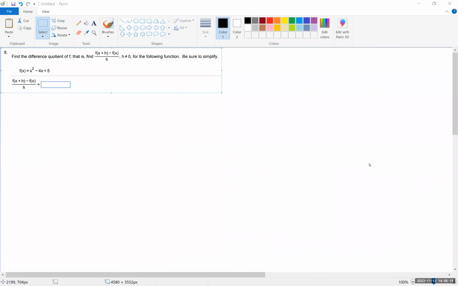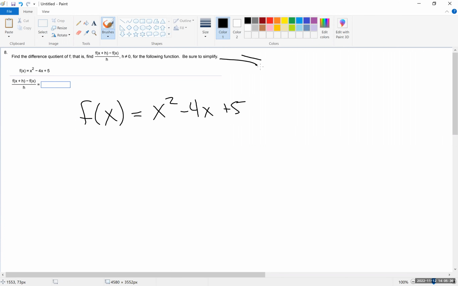So our first problem, we are finding the difference quotient, and it's on a quadratic function. Our function is f of x equals x squared minus 4x plus 5. The difference quotient is given to you in the problem, so you don't have to memorize it, and it's probably not even on your formula sheet. It's f of x plus h minus f of x, all divided by h.